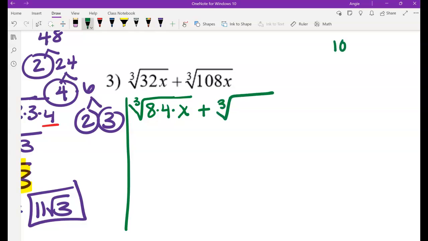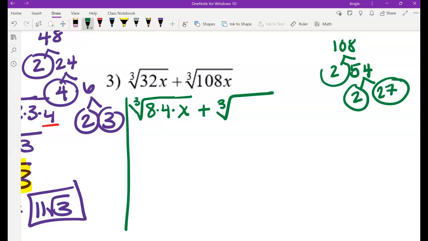Now similarly, 108. If we don't know a perfect cube, start with a 2 since 108 is even. That will give us 54. Break that down. 54 is even. Divide by 2 for sure because it's even. Well, 27 goes in there. 27, that's a nice cute number. So I'm going to write 27 because cube root of 27 is going to be 3 in a little bit. And then I got 2 times 2.